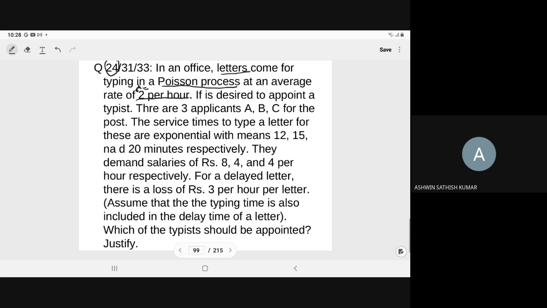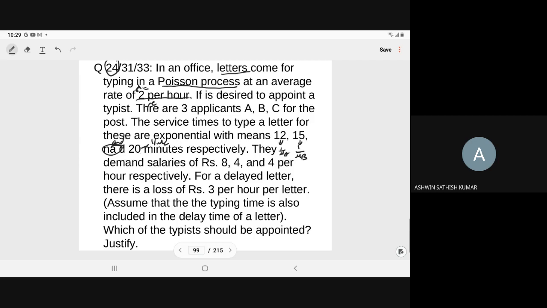If the office desires to appoint a typist, there are three applicants A, B, C for the post. The service times to type a letter for these three are exponential with mean 12 minutes, 15 minutes and 20 minutes. So what is given to you here? It is 1 upon mu A, the mean service time for typist A. This is 1 upon mu B, the mean service time for typist B. And this is 1 upon mu C, the mean service time for typist C.